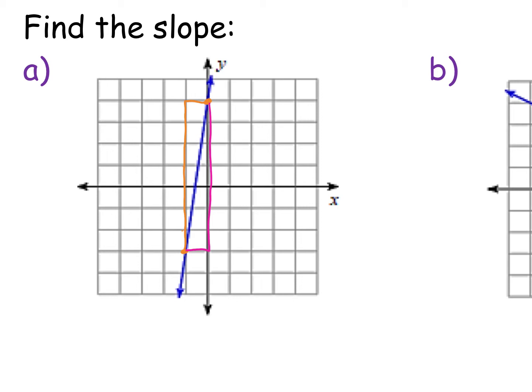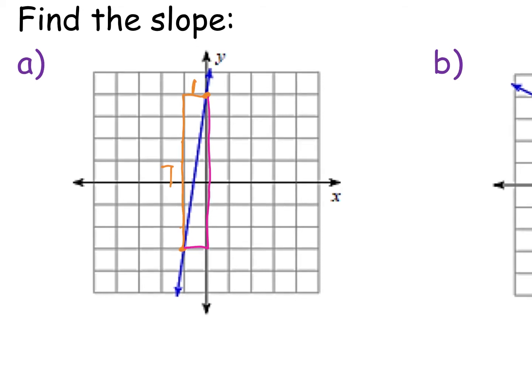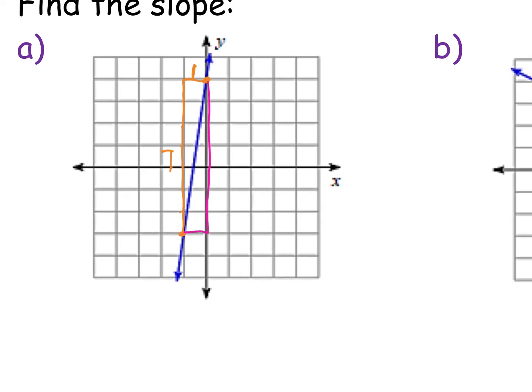And I can count how far is my rise. 1, 2, 3, 4, 5, 6, 7. And how far is my run? 1. So my slope is going to be 7 over 1. Now, is it positive or negative?